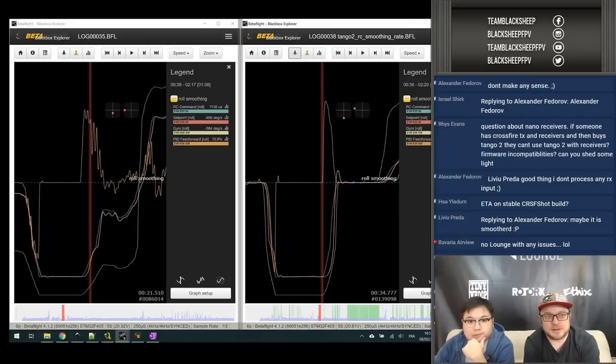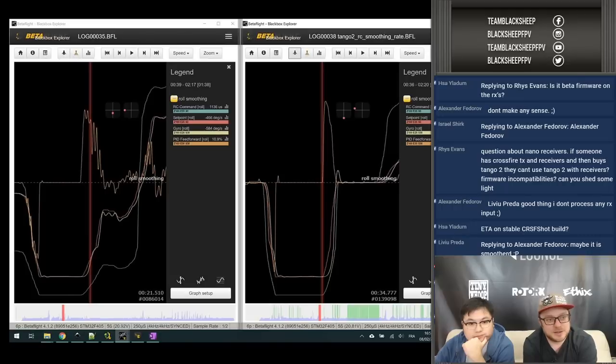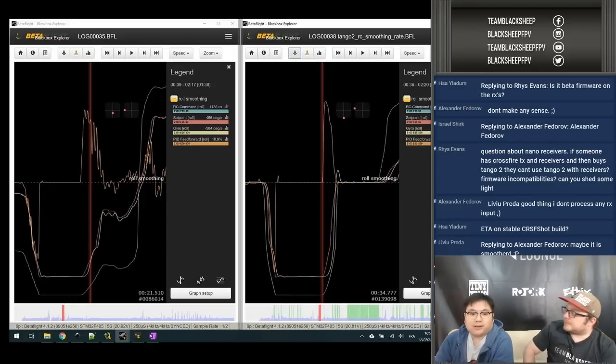But, well, Alex, if you must know, it's a feed-forward algorithm. And this is how people, like on the left, this is how people have been flying for the past 2 years.